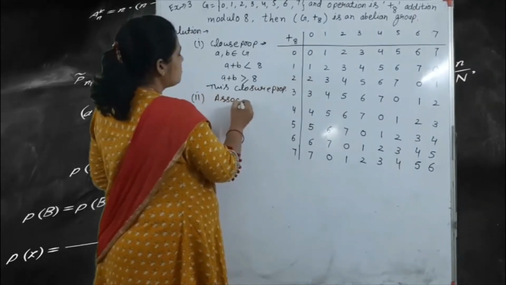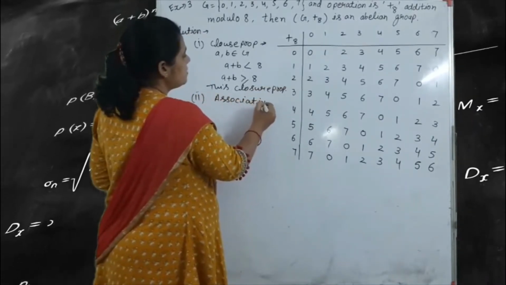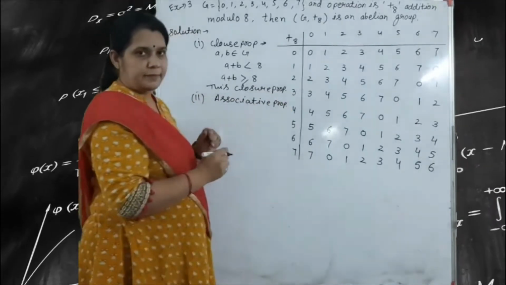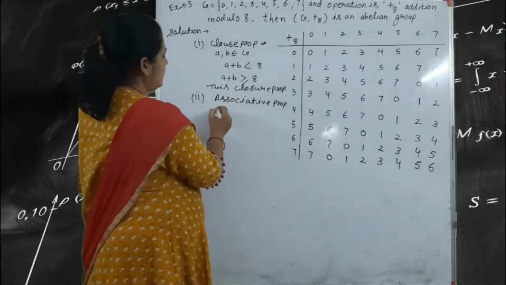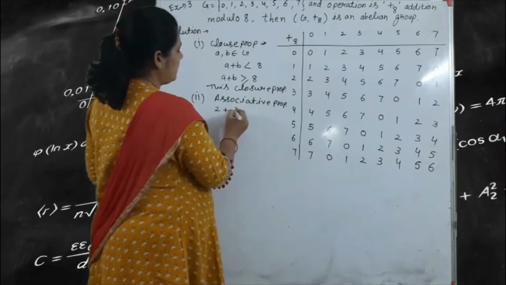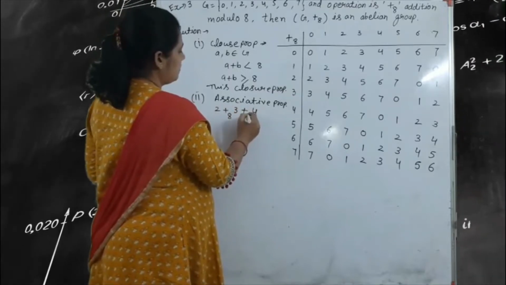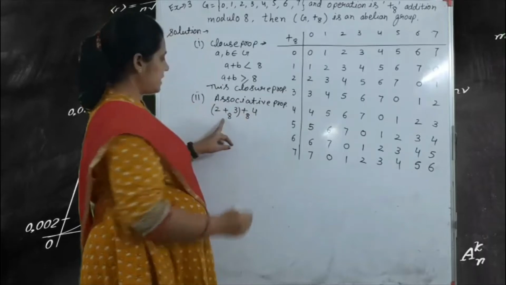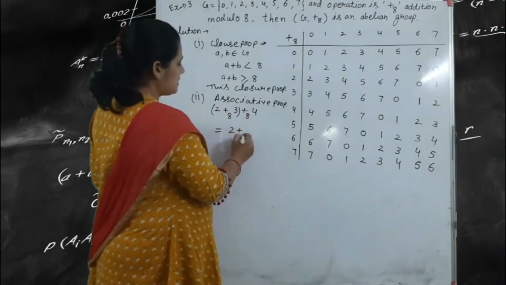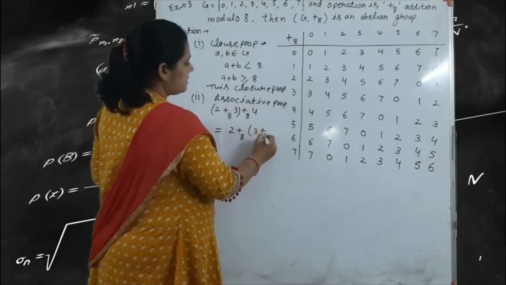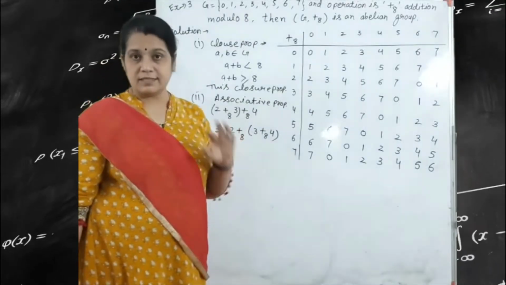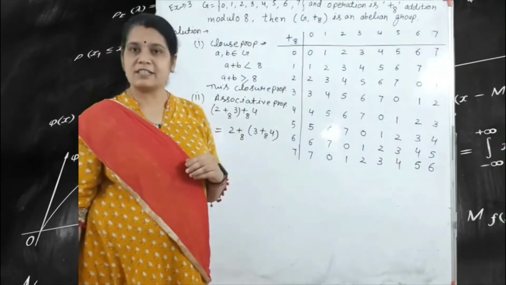Okay, so associative property, that means what? Associative property means we take three elements. For example, we consider here 2 plus modulo 8 (3 plus modulo 8 4), and on the other side we write (2 plus modulo 8 3) plus modulo 8 4. In case LHS and RHS are equal, then we can say that this satisfies the associative property.